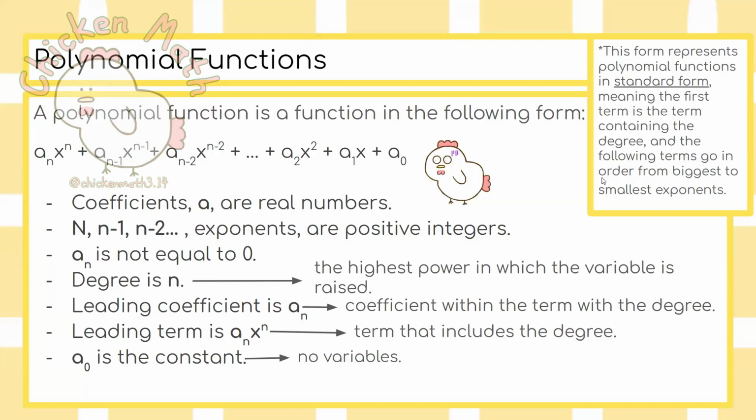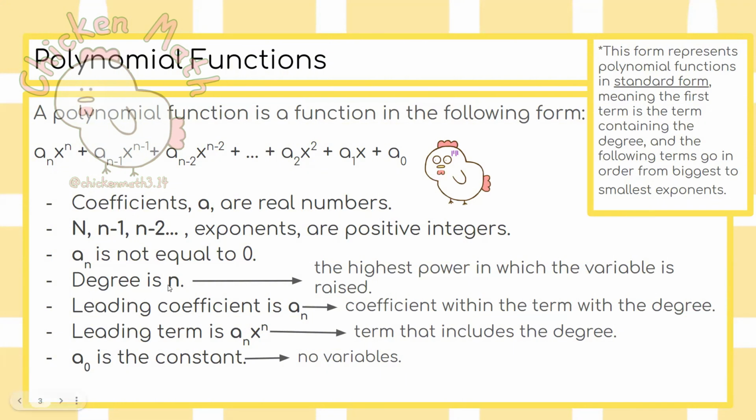All right, so first we're going to talk about the components of polynomial functions. A polynomial function is a function in the following form. This thing is really confusing to look at at first, so we've broken it down. Coefficients are a, and they have to be real numbers. And then our exponents that go with our variables are represented with n, n-1, n-2, and so on. And they have to be positive integers. And a sub n cannot equal 0.